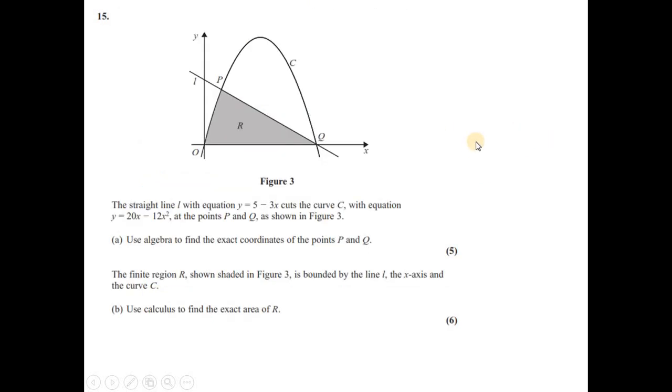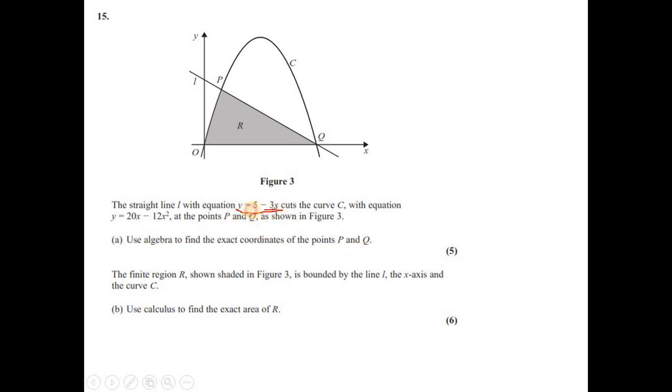Okay, question number 15. The straight line L with the equation y equal to 5 minus 3x cuts the curve C with the equation y equal to 20x minus 12x squared at the points P and Q, as shown in figure 3. Use algebra to find the exact coordinates of the points P and Q. A typical question of finding points of intersection when two equations are given.